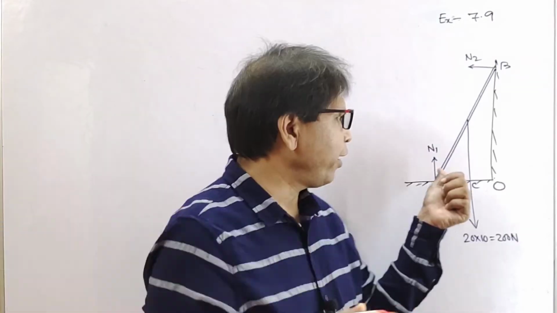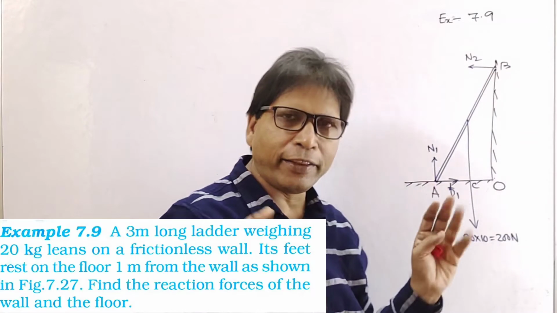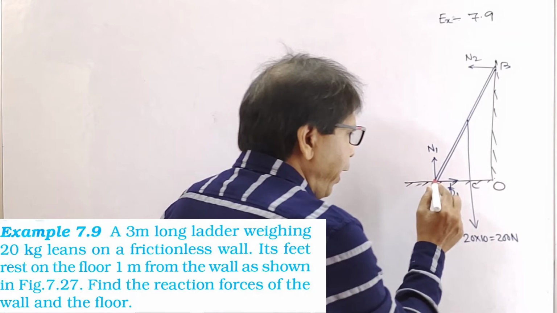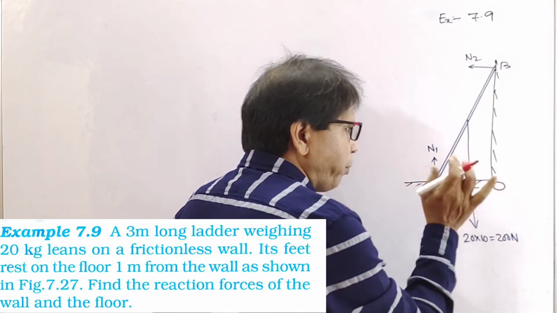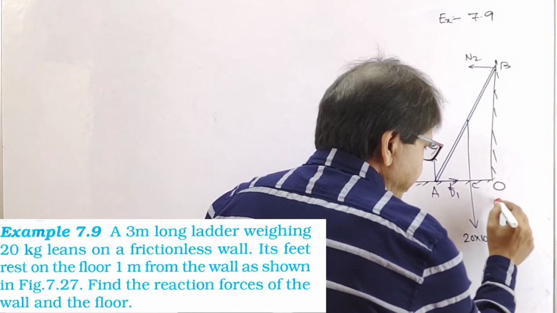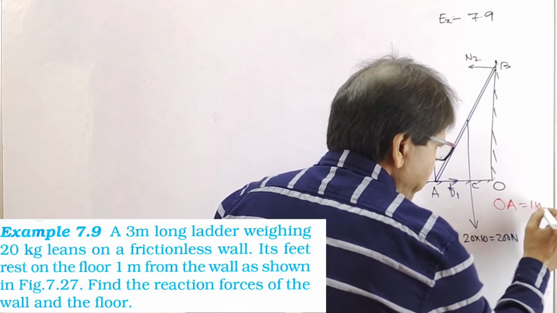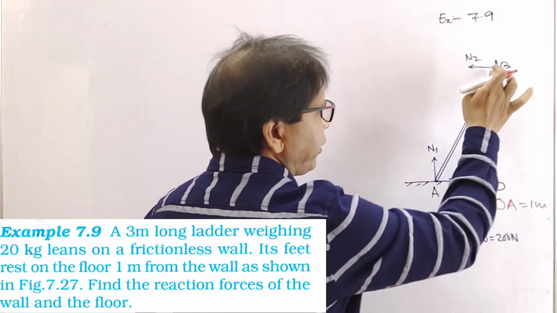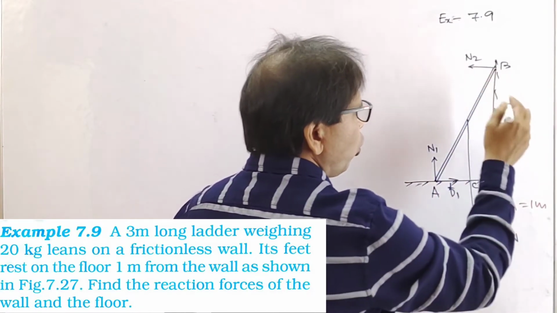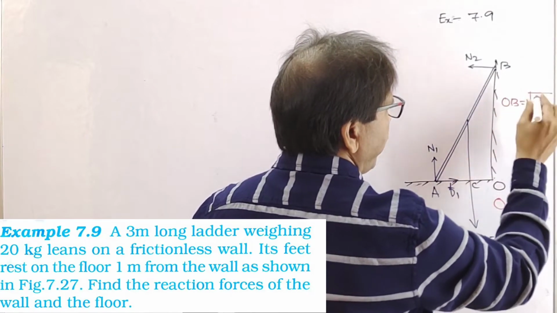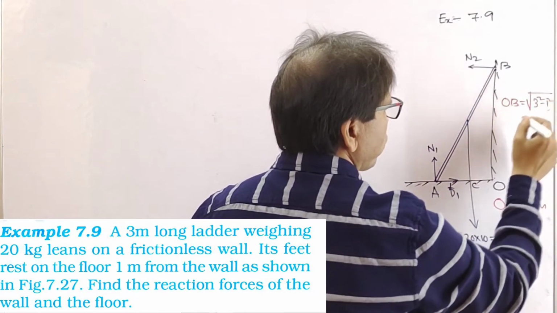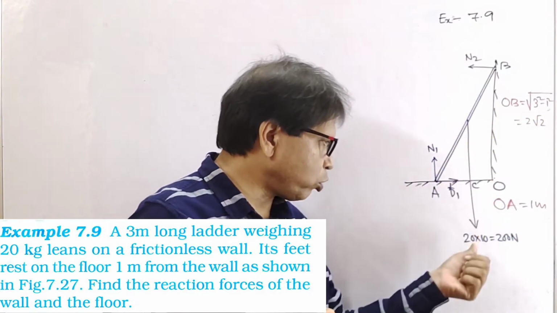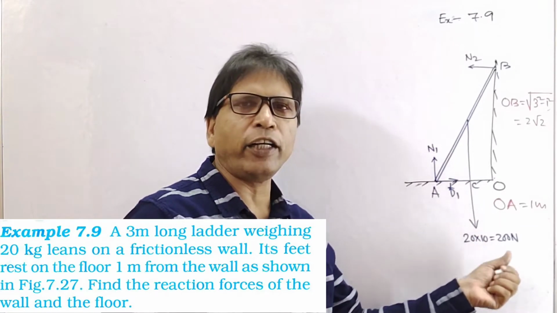Understood? Next. Now a ladder AB of length 3 meter rests on a wall such that the lower end of the ladder is at a distance 1 meter from the wall. So here OA equal to 1 meter. As the length of the ladder is 3 meter, this is the hypotenuse, this is the base, so OB equal to root under 3 square minus 1 square, so this is 2 root 2. Okay, the weight of the ladder is 20 kg, that is 200 Newton.